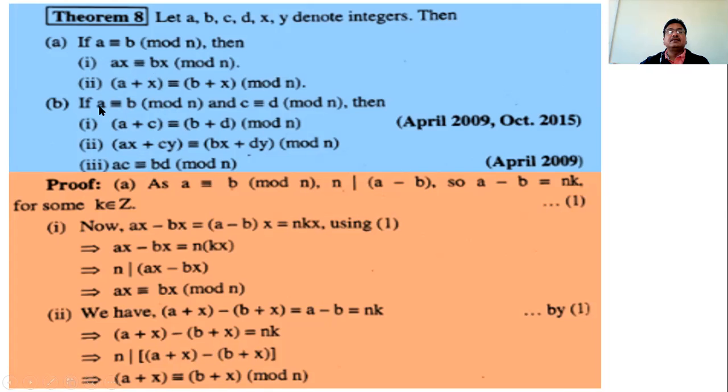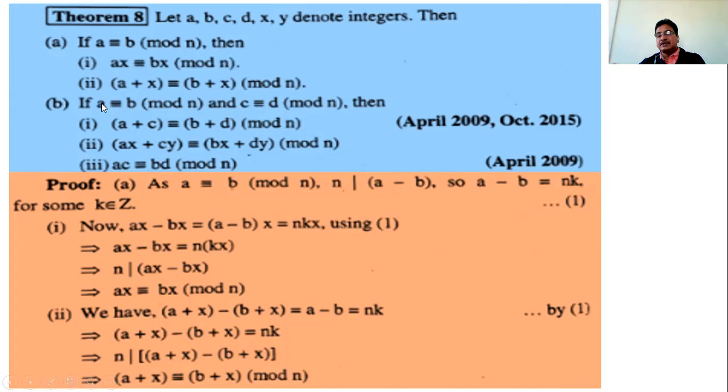This is important as far as the exam is concerned. If a is congruent to b modulo n and c is congruent to d modulo n, this is given. And what do I have to show? a plus c is congruent to b plus d, and the second one and the third one. So this first one and third one are important.